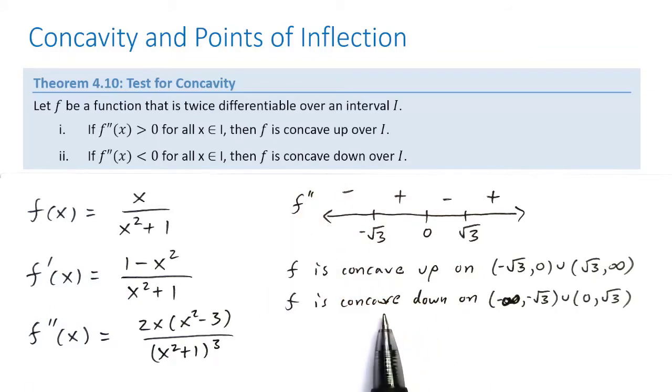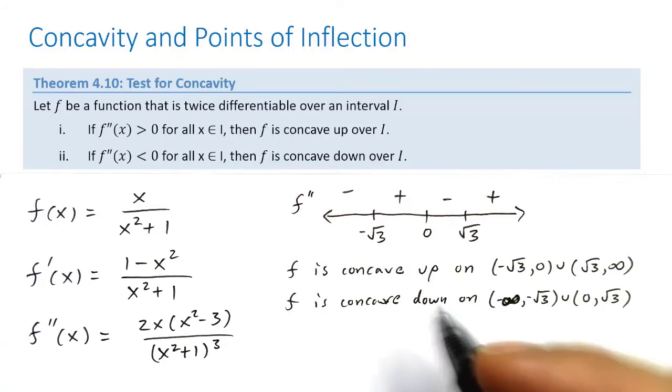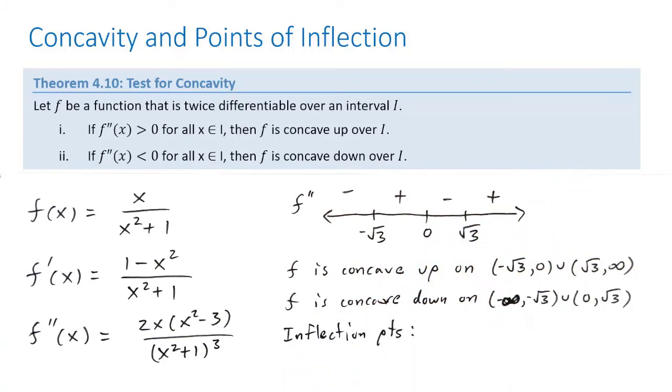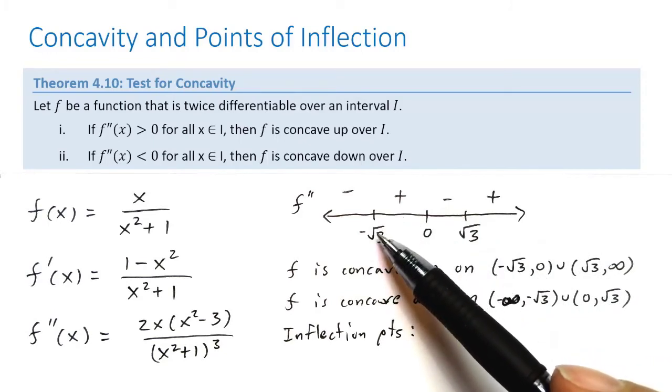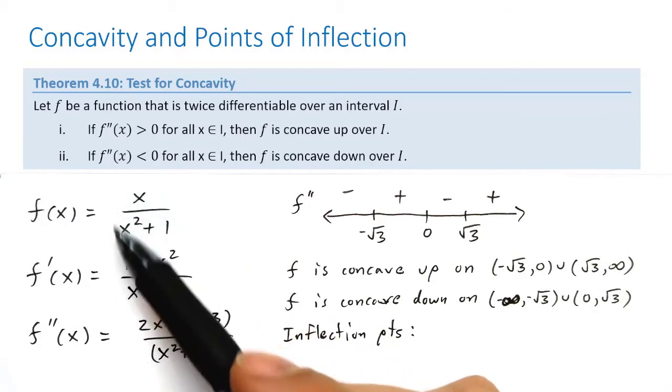And where does the concavity change? Well, it changes here, here, and here. So there's 3 inflection points. Okay, so the inflection points are as follows. Negative root 3 is the x value. How do I get the y value? Well, I have to plug this number in to the function to find the y value.